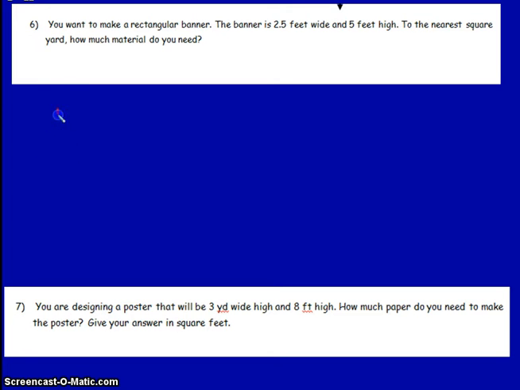Alright, this one is a little tricky because you're wanting to make a rectangular banner, and if you don't read all the way, you're going to get this one wrong. Okay, the banner is 2.5 feet wide and 5 feet high. And it says, to the nearest square yard, how much material do you need?